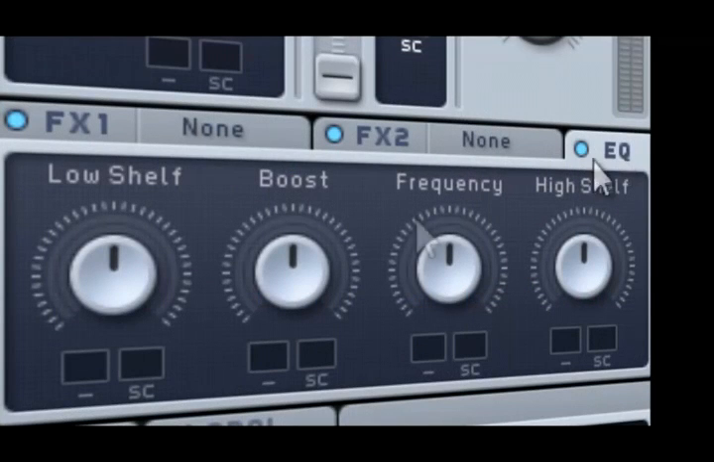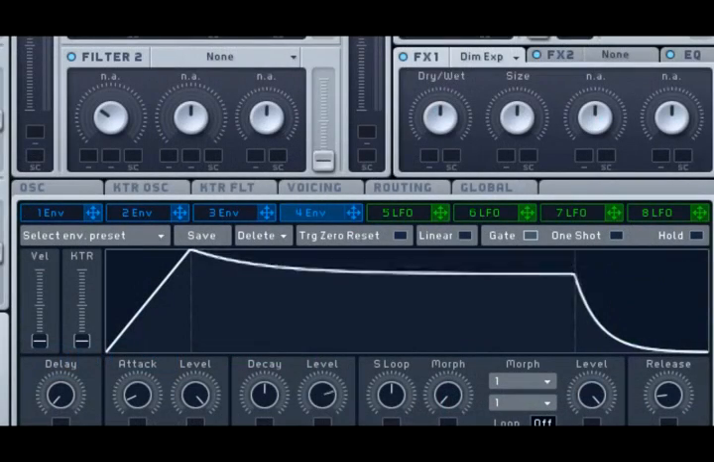Now go to the EQ, turn off the low shelf and the boost, and raise the high shelf. Also add a dimension expander. Fourth envelope is like this, turn up.